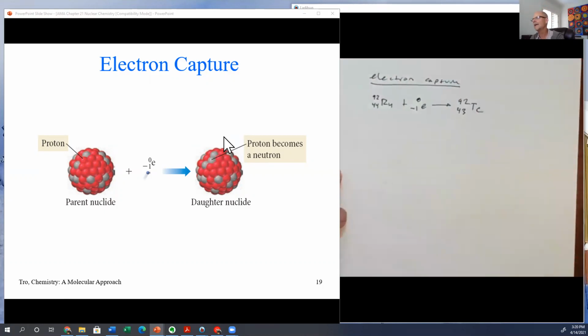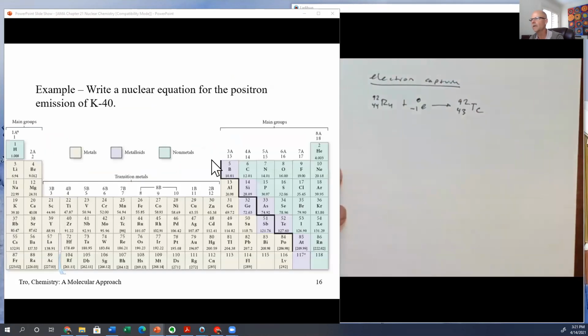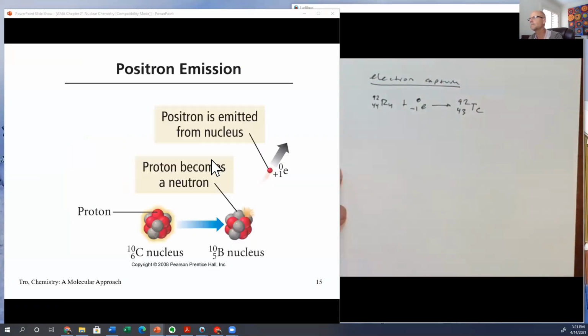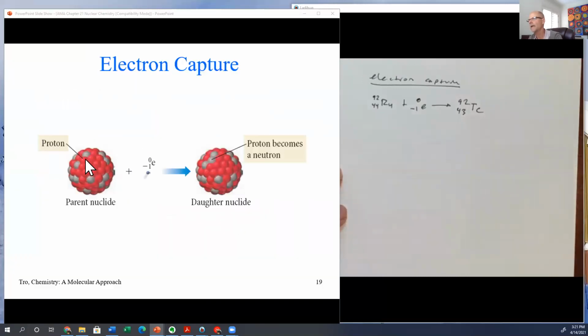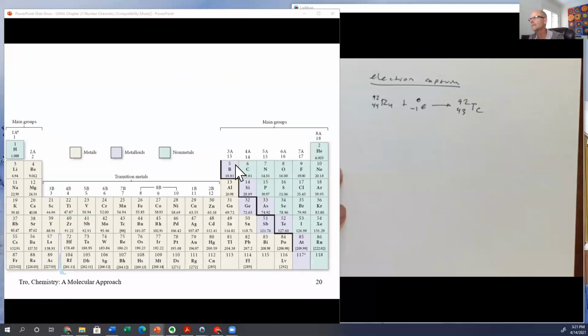Notice again that in this case, when the electron is eaten up by the nucleus, a proton turns into a neutron. So it's the same result that we have with positron emission: a proton turns into a neutron. The same result can happen from electron capture. The end result is the same in both those processes.